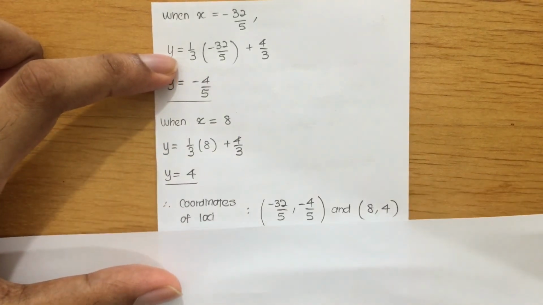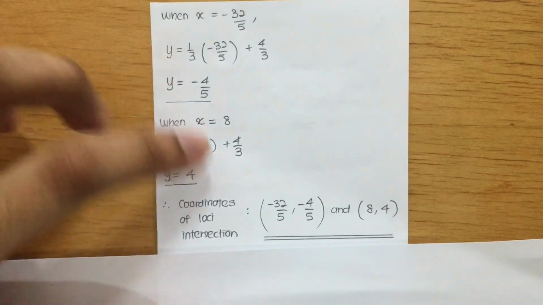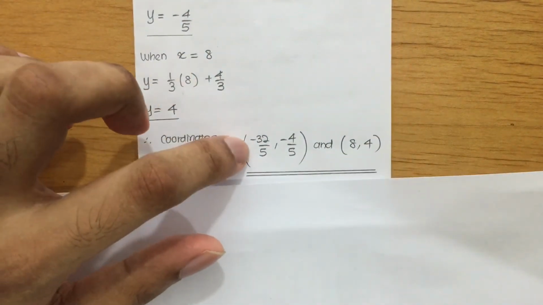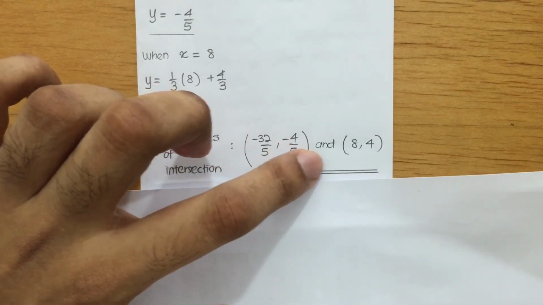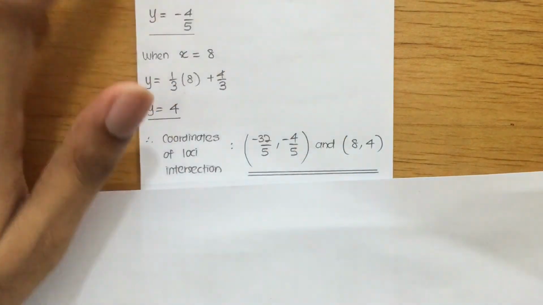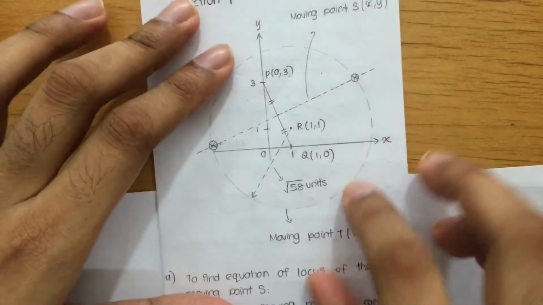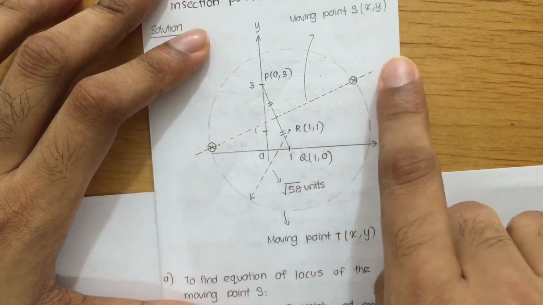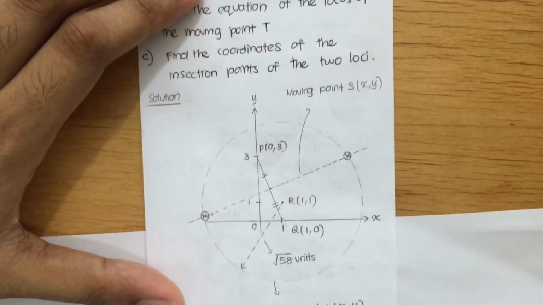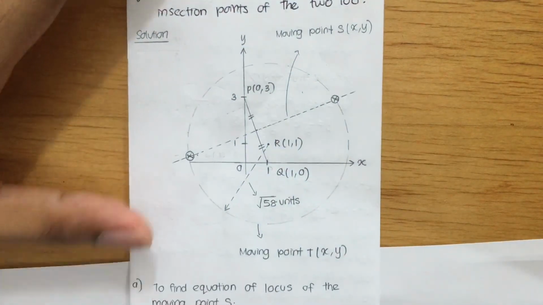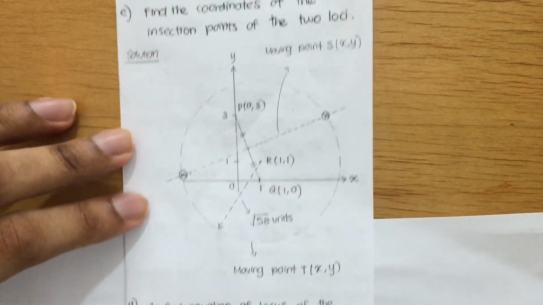Therefore, the coordinates of the loci intersection are (-32/5, -4/5) and (8, 4). So these are the coordinates, guys. Based on what we drew earlier in the question, it's proven that it's correct. There will be two intersection points here. I'll leave the diagram here for your reference.